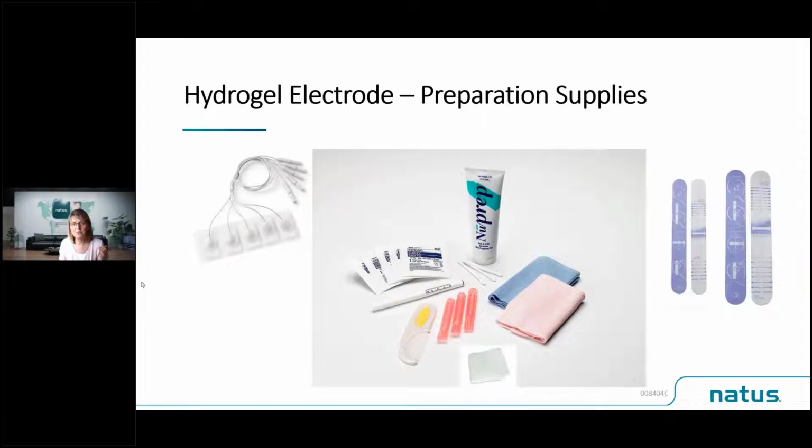So the first thing we need for hydrogel electrode application is your supplies. So you're clearly going to need your hydrogel electrodes. You're going to need something to clean the skin. This is New Prep. It's a skin preparation gel. It's slightly abrasive. You're going to need an electrode positioning aid. This helps you to determine where those electrodes are going to sit on the baby's head. You're going to need some kind of cleansing agent, saline or water, some cotton swabs to clean the skin with, a skin marker to mark where you're going to place the electrodes.